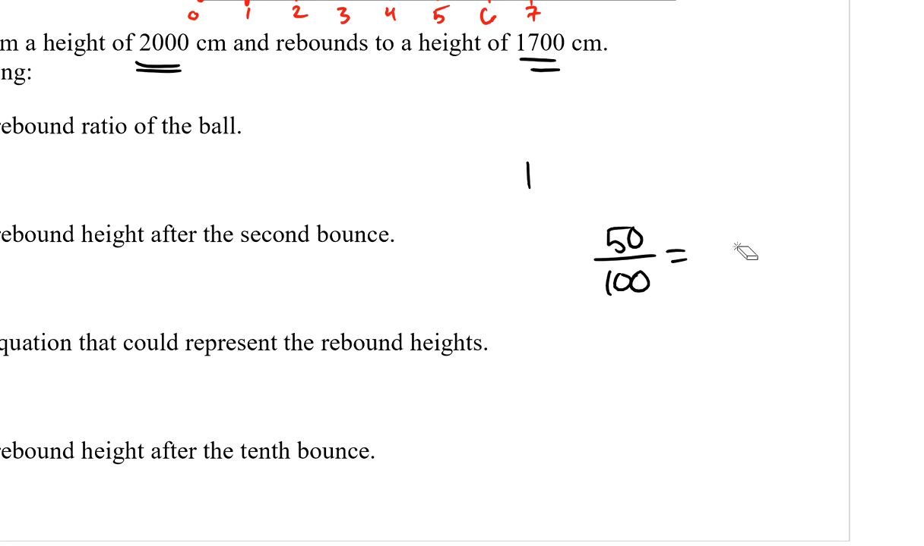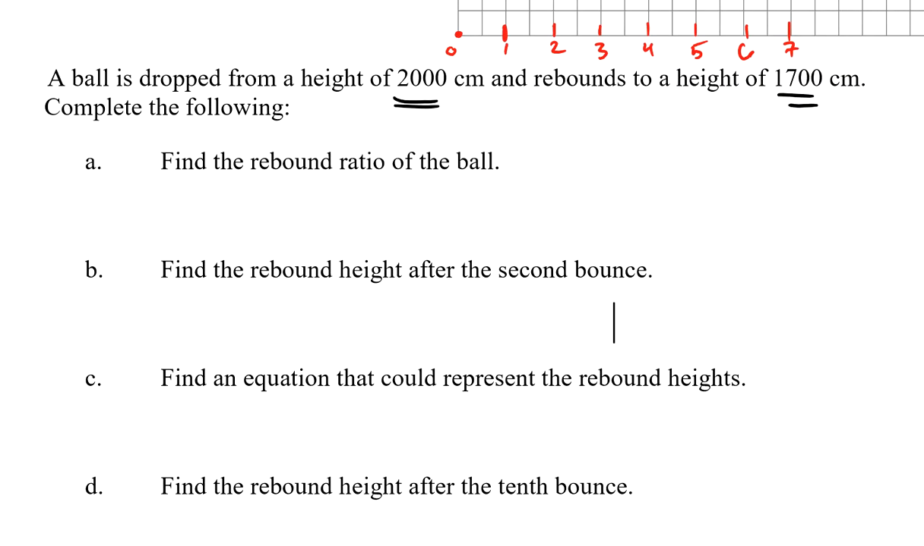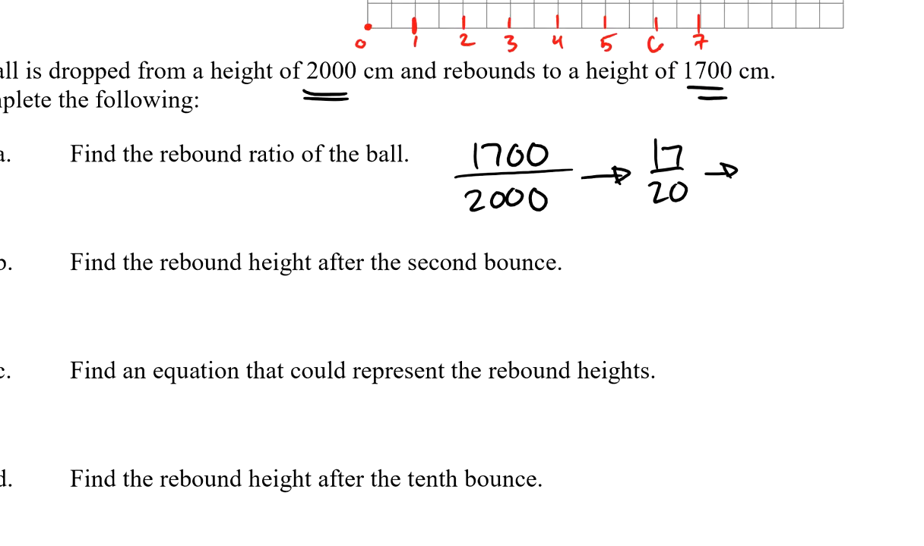So for this problem, the original drop height is 2,000 centimeters and it rebounds to 1,700. I'm going to do the exact same thing. I'm going to take the 1,700 and divide it by the initial drop height, 2,000. And when I do this, we get a rebound ratio. You can reduce this to 17 over 20, but this is exactly 85%, 0.85. So every single time that it bounces, it recovers 85% of its previous height. So you can imagine it's always diminishing: 0.85, 0.85, 0.85, 0.85.